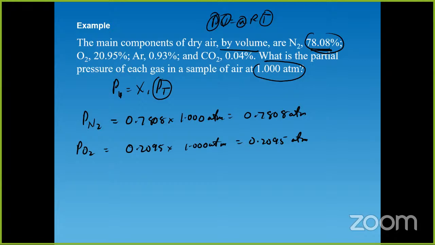You simply multiply the fractions or the percentages by the total pressure, and that gives you the partial pressure. So again, I'm going to leave that for you guys to work on your own.